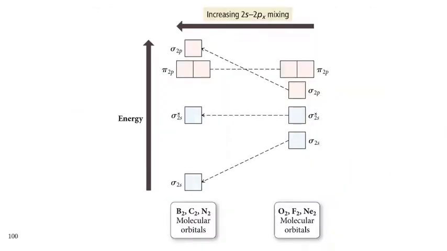So let's, oh yeah, this is the why. There's more mixing of the s and the p, and so that's what's causing this smushing around and this reordering. That's the why. I really don't care about that right now.